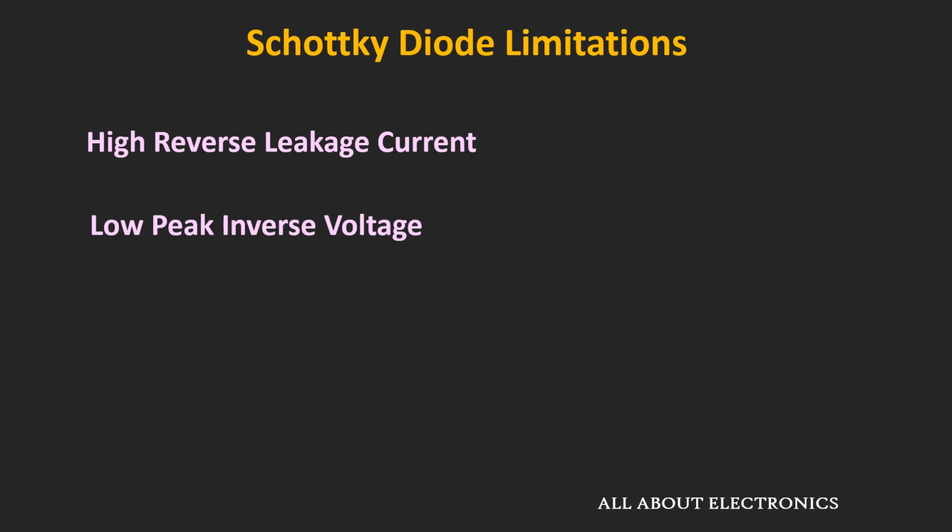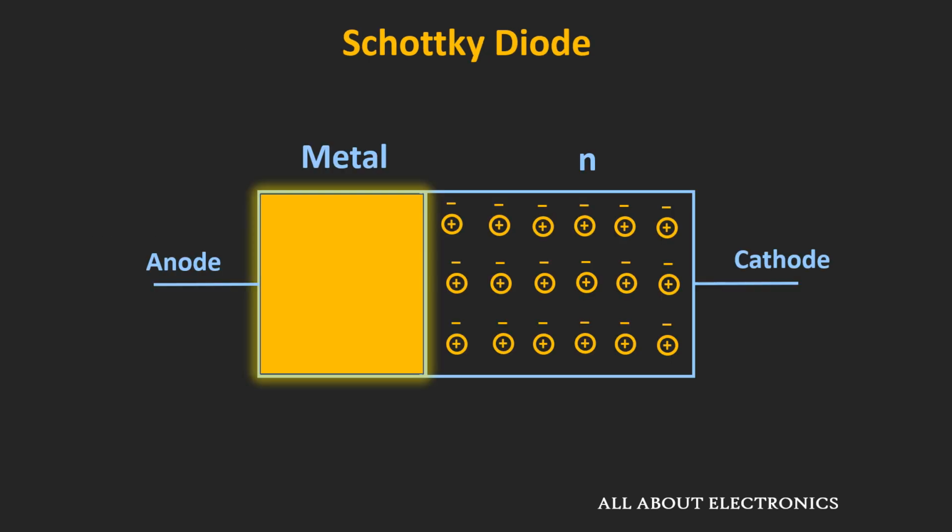Now that being said, let us briefly see the construction of this diode. In terms of the construction, it is quite different from the PN junction diode. And here, unlike the PN junction, now the metal and the semiconductor junction is formed.